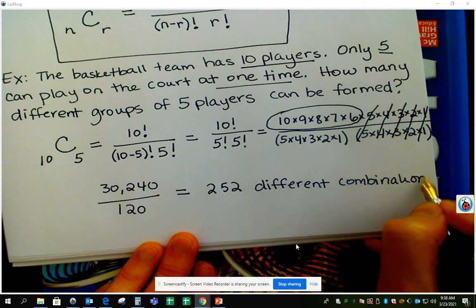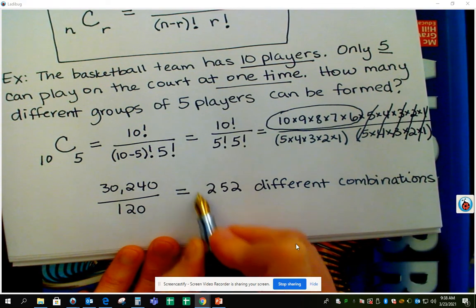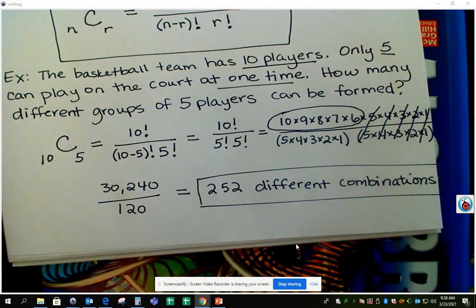Now remember, this is when order does not matter. So we might have some different orders of players going on in our combinations. Okay, tomorrow we'll get into the scenario where the order does matter, and that will change our numbers.